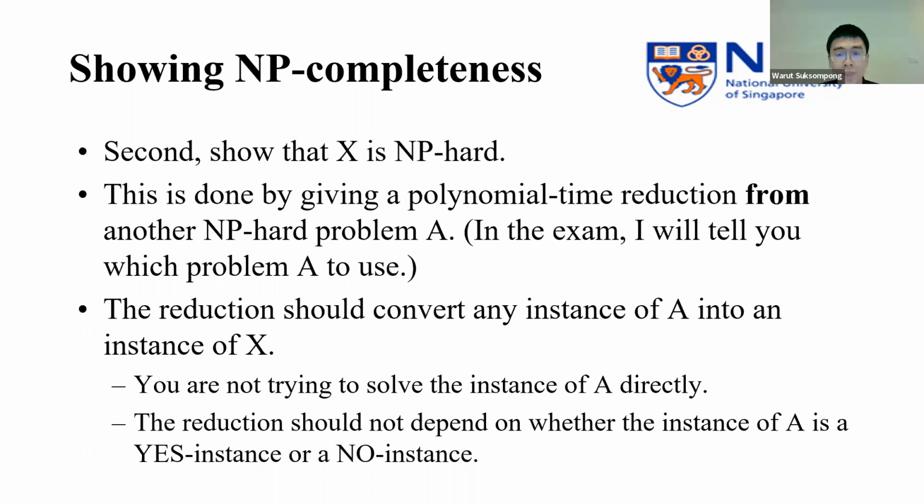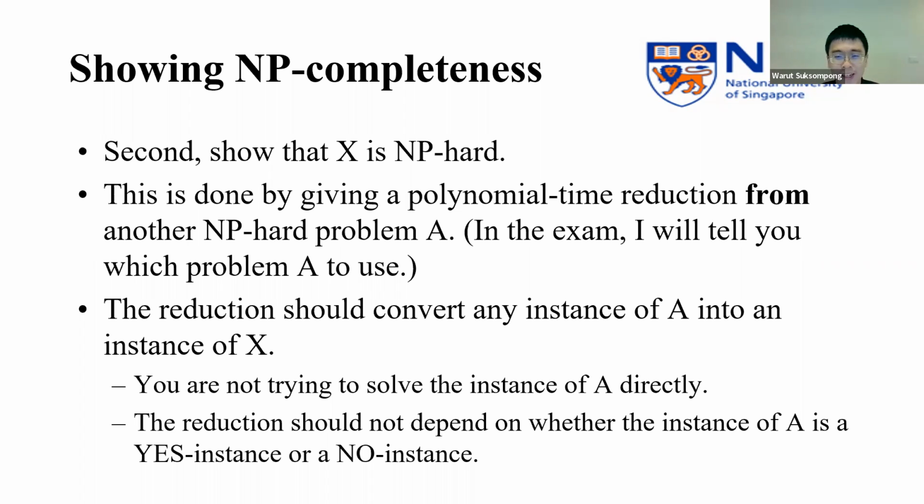If A is vertex cover, the input instance would be the graph, and then a target number, whether you can cover all edges using, say, at most 10 vertices or not. So that would be the instance. You have to start with an instance of A and convert it into an instance of X. Now, let's be clear. When you start with an instance of A, you're not trying to solve the instance of A directly. You're not trying to solve this instance of, say, subset sum or vertex cover. It's likely that there's no poly time algorithm for that. So that's not the point of the reduction.